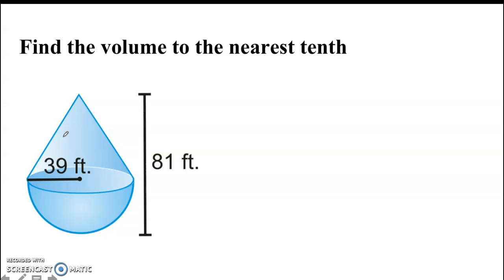Our example for today, pause the video, make a note of this. We're going to find the volume to the nearest tenth. So again, we're going to ask, what type of shapes do you see? Analyze this shape. Tell me what kind of 3-dimensional shapes you see here. Excellent. There is a hemisphere at the bottom, and I see a cone at the top. The hemisphere is half of a sphere.